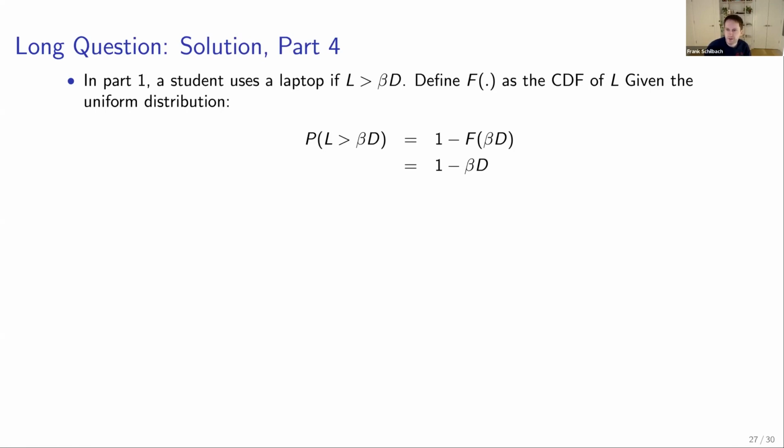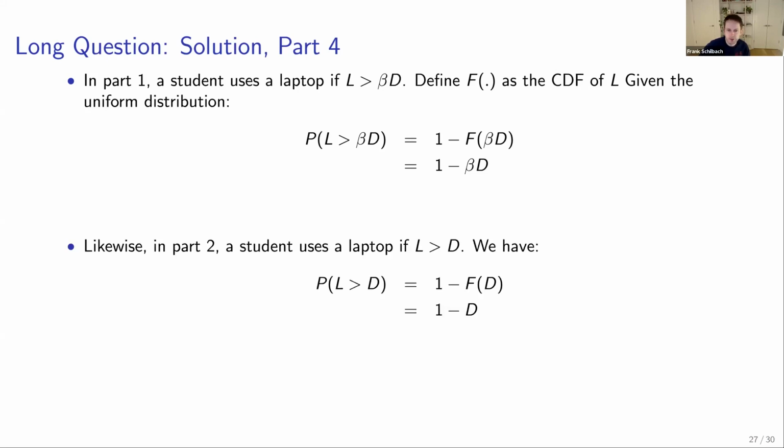If F is the CDF of L, then given the uniform distribution, the probability of L being larger than beta D is 1 minus the CDF, 1 minus F of beta D, which, since it's uniform, is just 1 minus beta D.